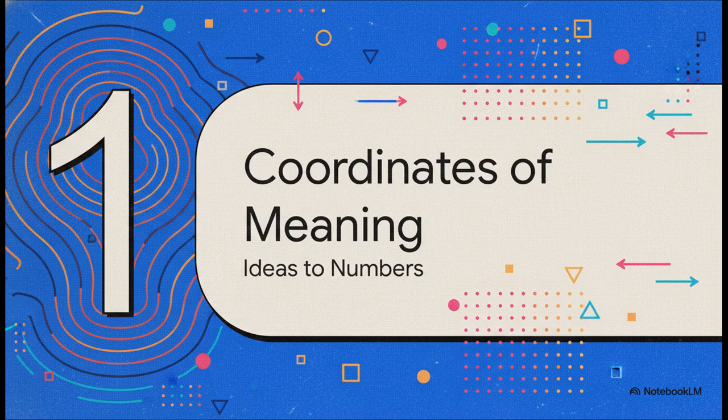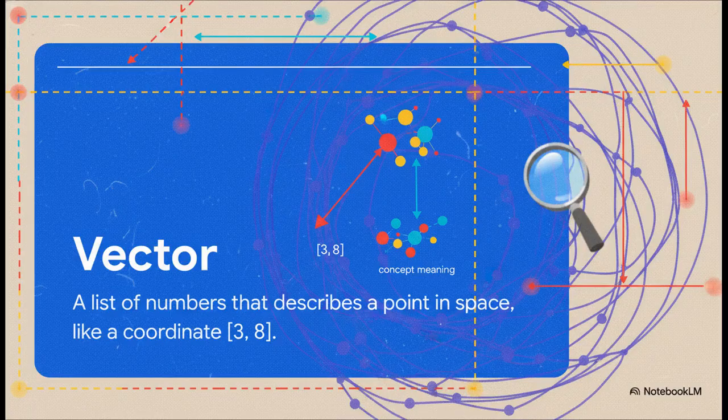And that is exactly how this whole thing works. We need a way to turn these abstract ideas into solid numbers that a computer can actually crunch. This is where you hear that term vector. Now, I know it sounds a little mouthy, but don't let it trip you up. A vector is just a list of numbers. That's it. Seriously, think of it just like a coordinate on a regular map. You know, a point might be 3, 8. That just means you go 3 steps over and 8 steps up. A vector is just the coordinate for an idea on our meaning map.